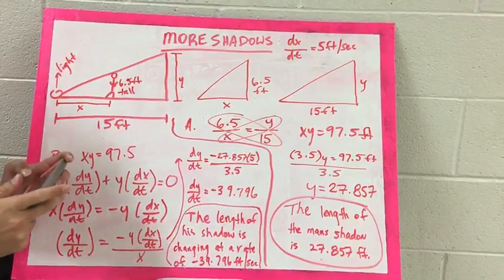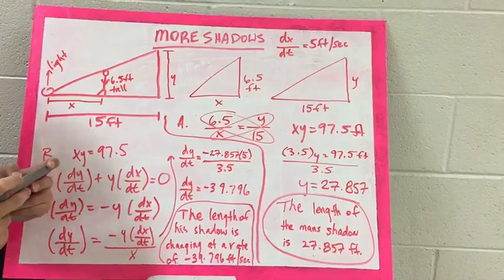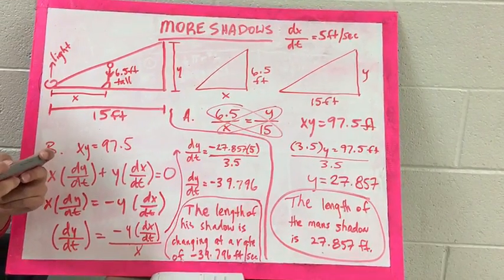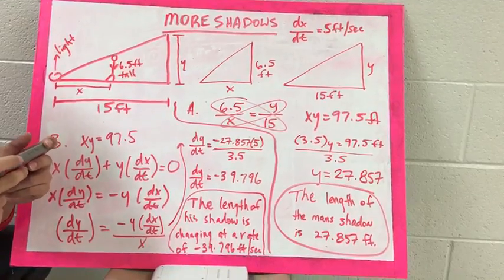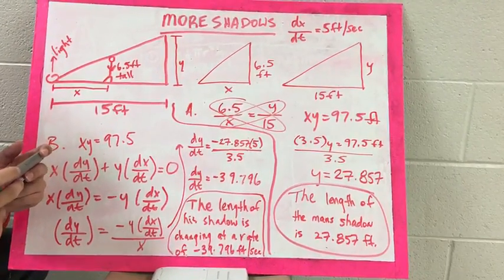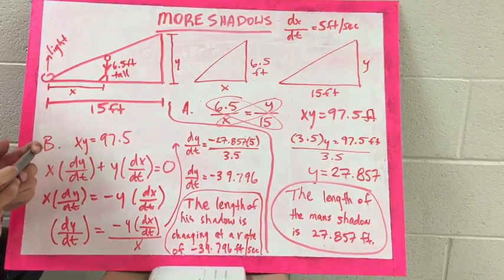You're good to go. The problem for our third one was more shadows, and the problem was a spotlight on the ground shines on a wall 15 feet away. A man 6.5 feet tall walks away from the light toward the wall at a speed of 5 feet per second. When he's 11.5 feet from the building, determine what is the length of his shadow and how fast is the length of his shadow on the building changing.